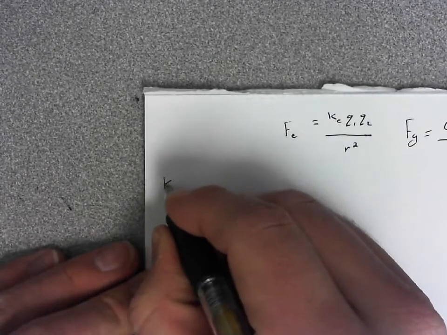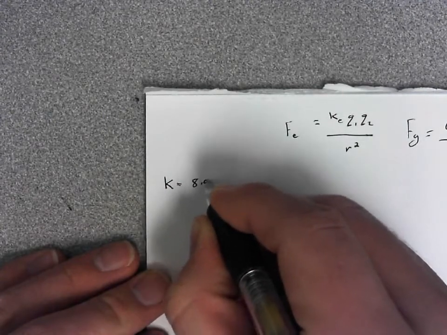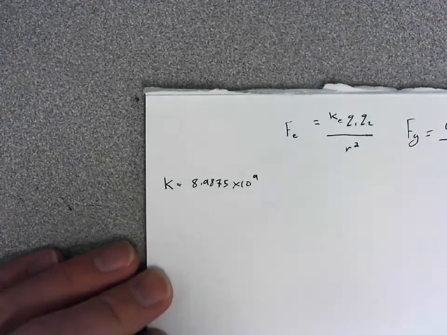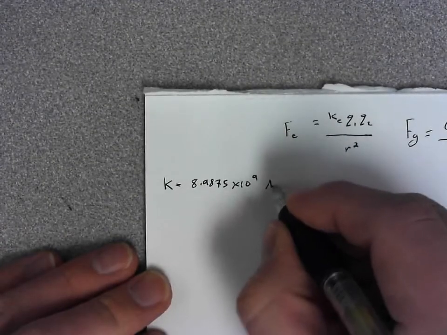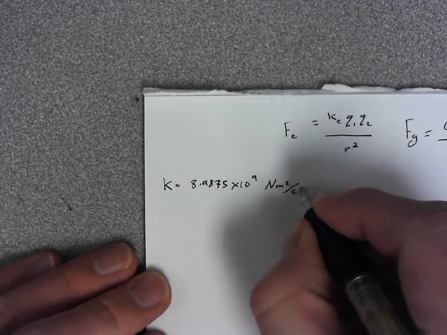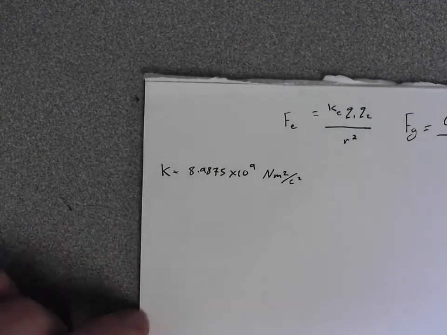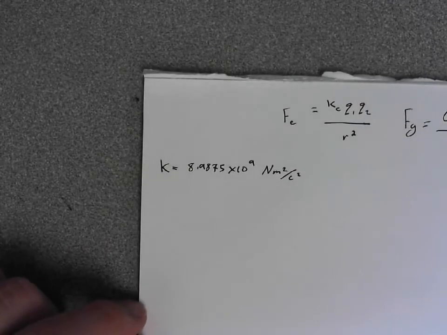Let's write out what our K constant is. That's going to be 8.9875 times 10 to the 9th power. And our units are Newton meters squared per Coulomb squared, Coulomb being a capital C on our units. And really, it just comes down to, can we put this into our calculator correctly? And can we just make sure we don't make simple mistakes?